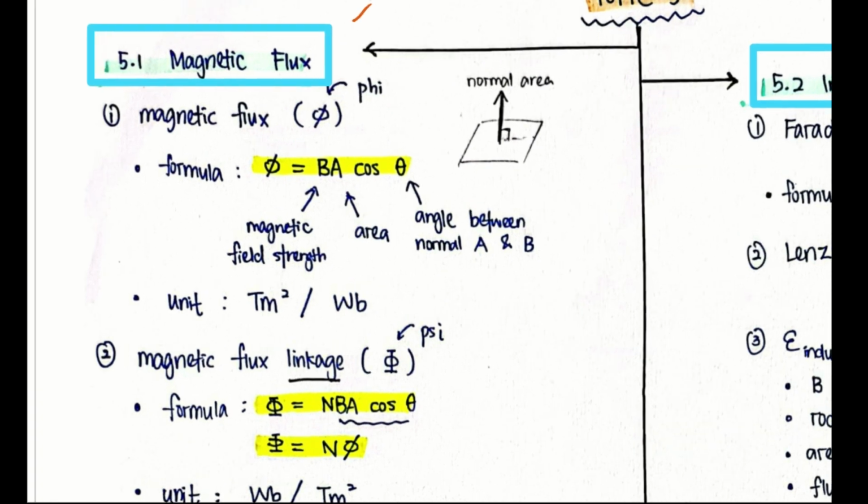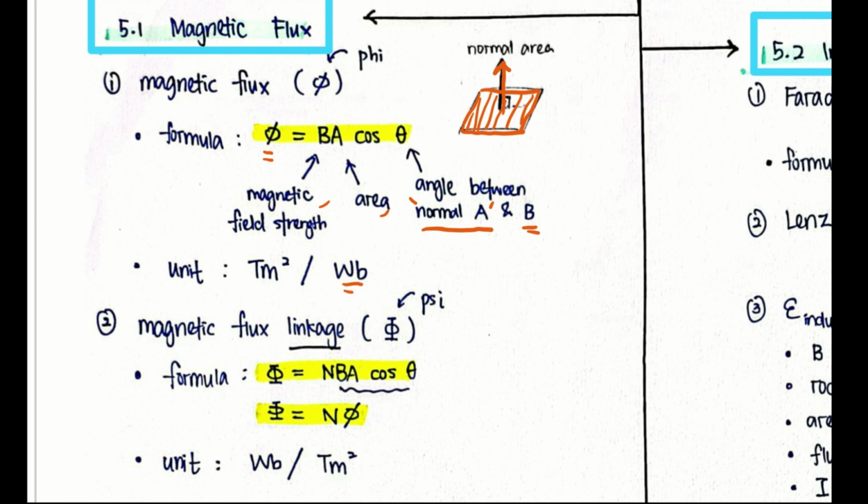This is the symbol for magnetic flux, BA cos theta. B is the magnetic field strength, A is the area, and angle theta here is the angle between the normal area and the magnetic field. This is the plane of a certain area, and the normal area is perpendicular to the plane of that area. The unit for magnetic flux is the Weber, the specific unit.